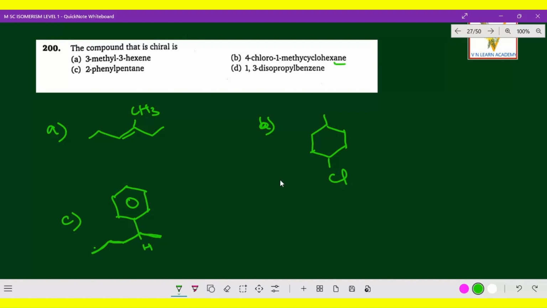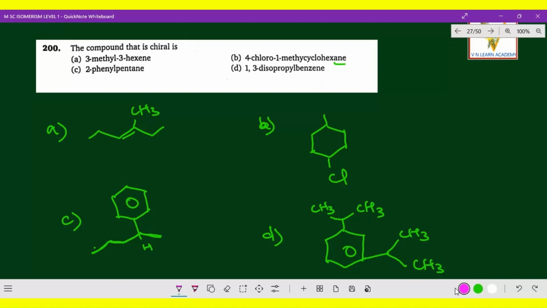Now the next one, option D: 1,3 diisopropyl benzene. It is very clear. This is benzene. Here diisopropyl, so here CH3, here also CH3. So this is CH. Here also the same. So here also CH3, CH3, CH3, CH3.